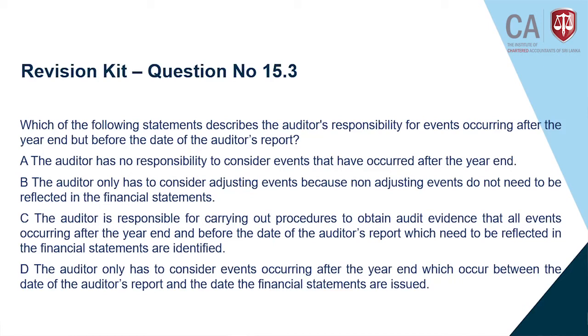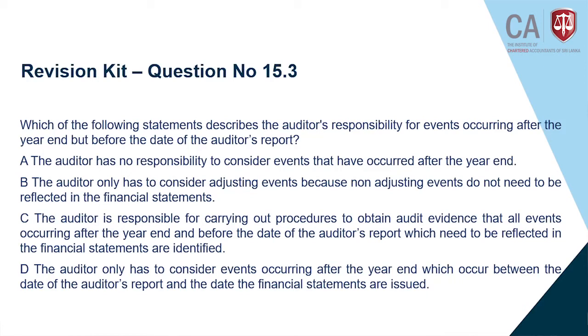Which of the following statements describes the auditor's responsibility for events occurring after the year end but before the date of the auditor's report? That means between the reporting date and the audit report date. Part A: the auditor has no responsibility to consider events that have occurred after the year end. Is it correct or wrong? Of course it is wrong. Part A, the auditor has a responsibility.